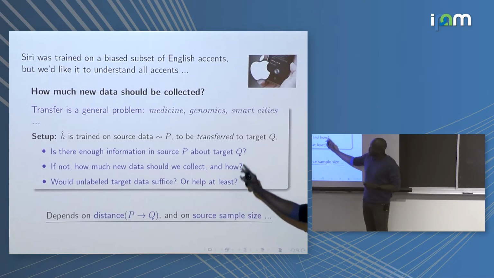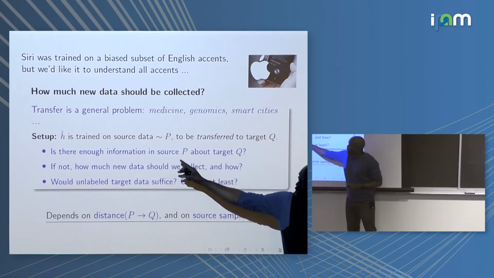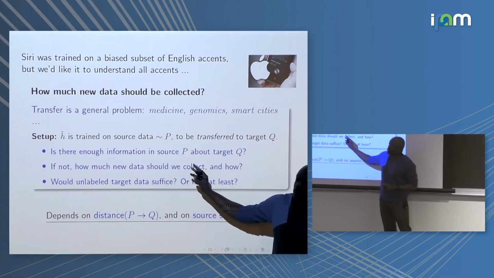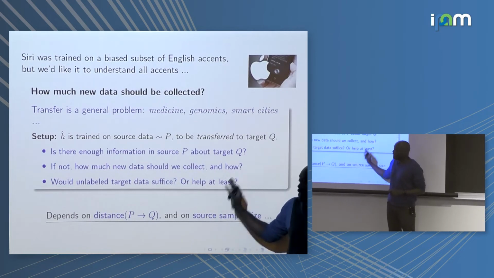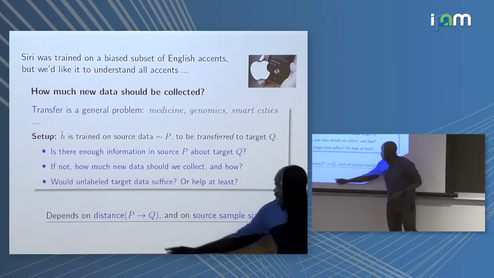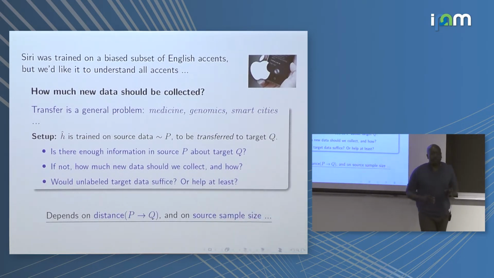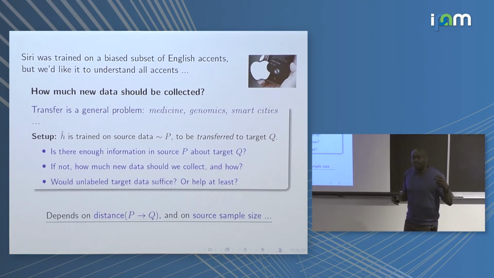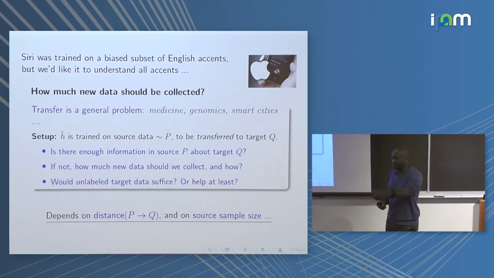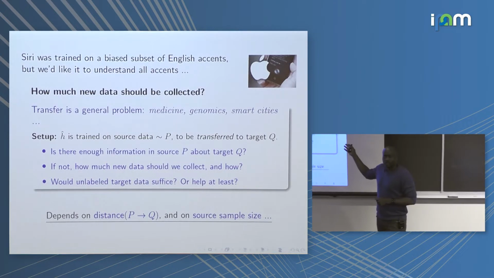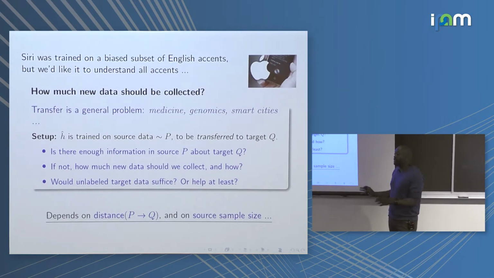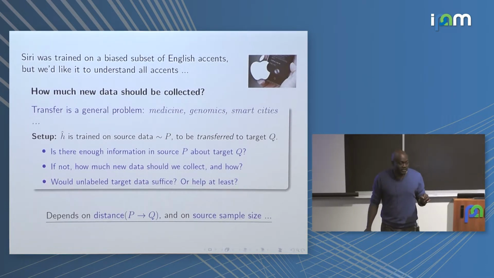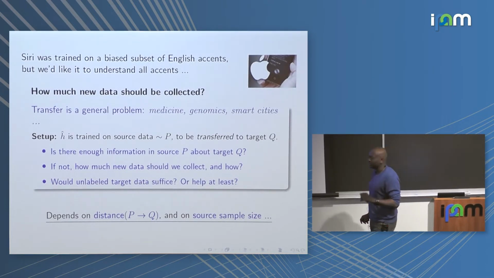And underlying all these questions, we need to understand what we mean by information between P and Q. Very colloquially, I'll call that the distance between P and Q. What do we mean by how far P is from Q? That will depend on the problem we're trying to solve, and the problem we'll fix attention on here is classification.